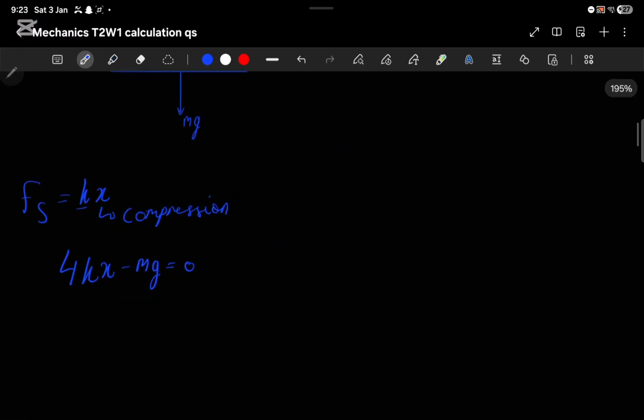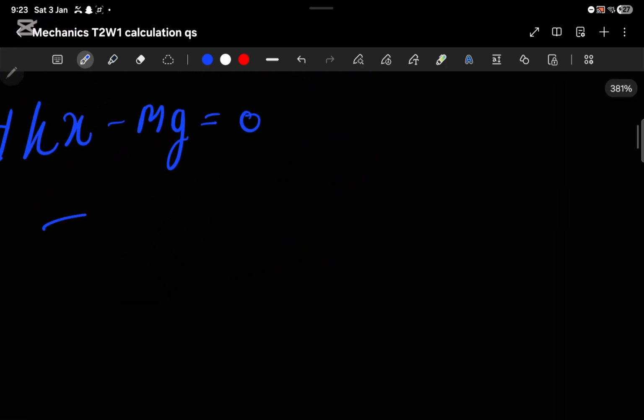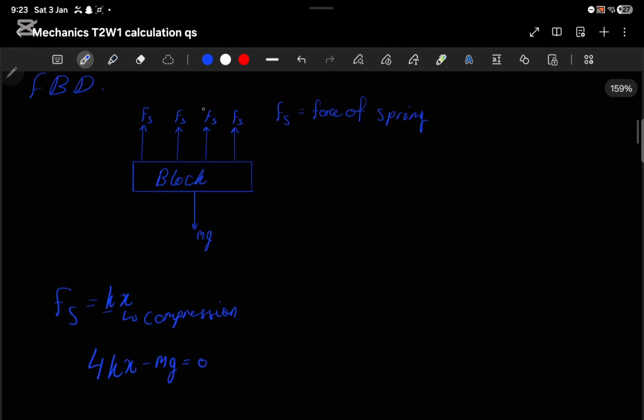Why? Because by Newton's law, when it's in equilibrium, since all of this is acting along the y-axis, you can write sigma Fy is equal to 0. It's the same thing as Fy net, it doesn't really matter your notation, but this is the core concept: sigma F is equal to 0 in equilibrium. This is exactly what we're applying here.